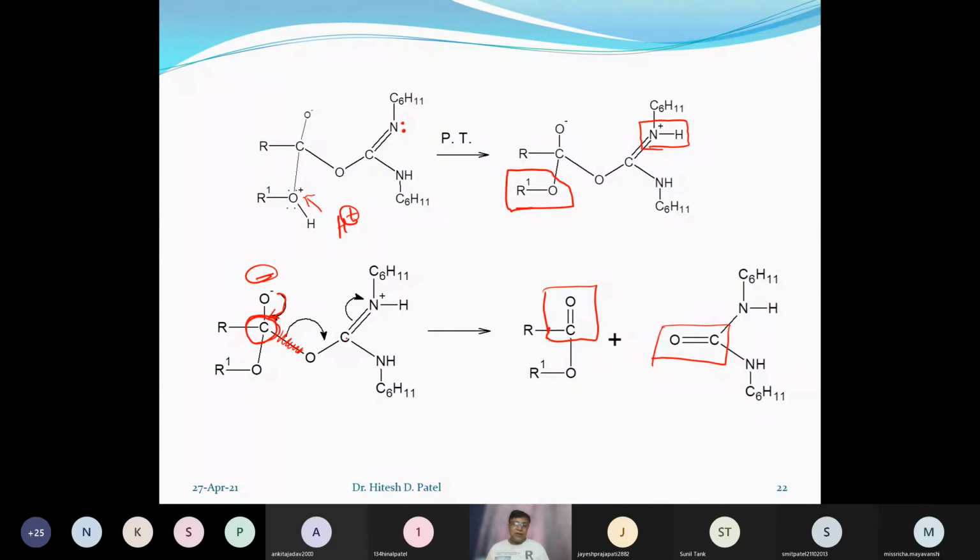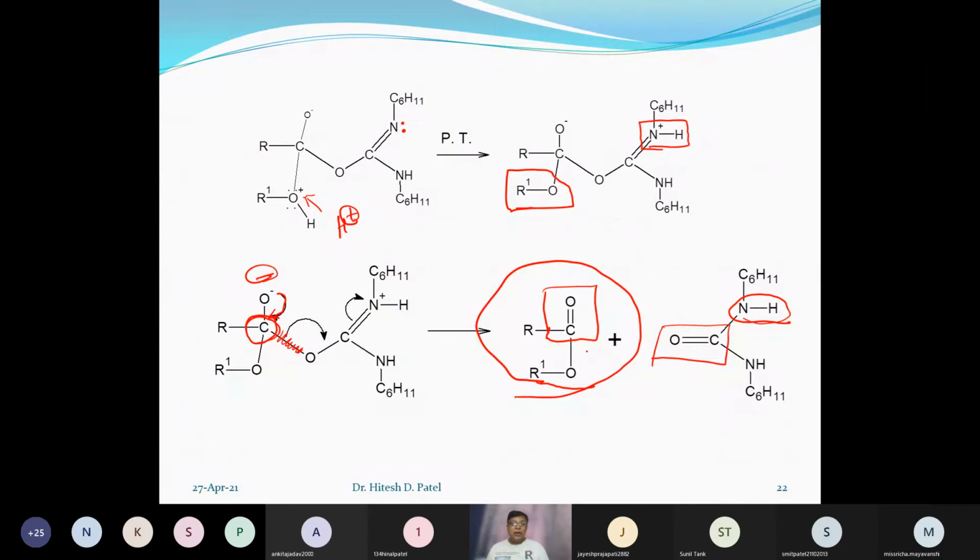When it converted into C double bond O, at that time the valency of this carbon becomes 5, so immediately the bond electrons will migrate from carbon to nitrogen, where nitrogen has a deficiency of electrons, and as a result we will get NH over here. So ultimately, finally, the product ester is formed.